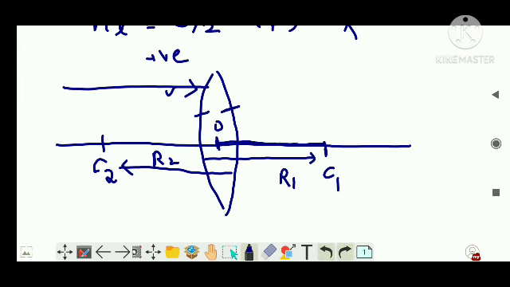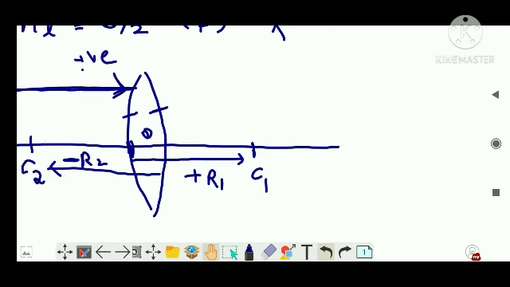Keep in mind something I have told earlier: the lens is usually very thin, so measuring from one surface is equivalent to measuring from the optic center itself, that much thin it is. So this is the direction of the incident ray, which is the positive direction. So R2 will be negative, whereas R1 will be positive.